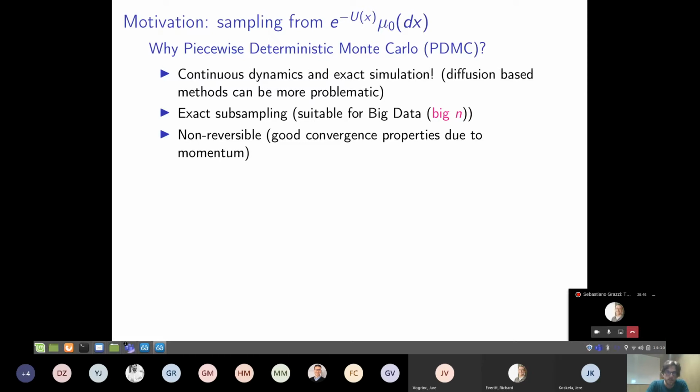Another advantage is that they can also use exact subsampling, like the scale algorithm of yesterday. This makes this class of algorithms suitable for big data, so when we have a lot of observations. And finally, these algorithms are non-reversible. Non-reversibility is a property of directionality of the process, and this enhances the convergence properties of the process.